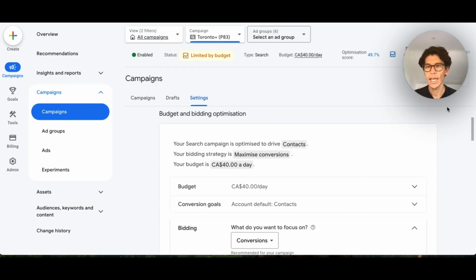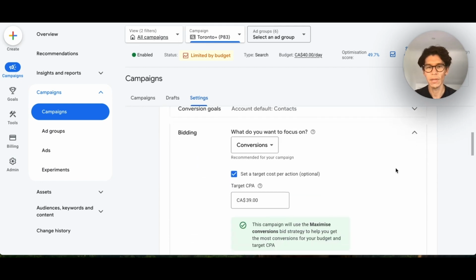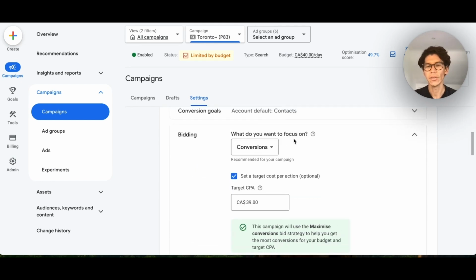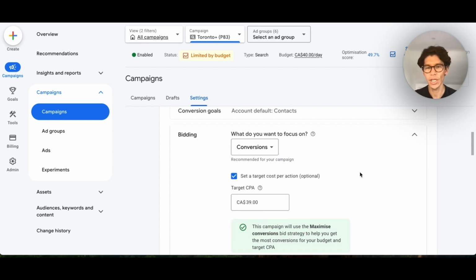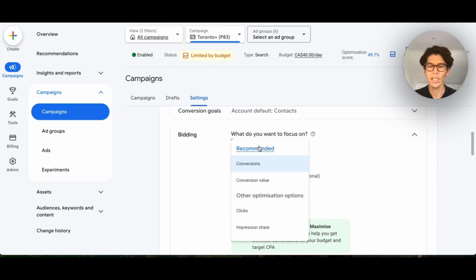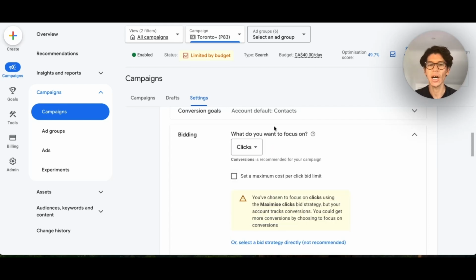As you'll see here, if I go down to the bidding section, we are running with a max conversion strategy. There's a target CPA of $39. But in this section, we can select the different ways to bid on those keywords. So generally at the beginning, I would always start with a max click strategy.